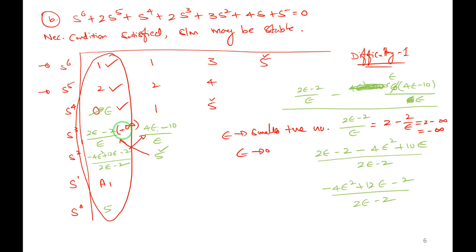Observe, this sign is negative here. Let me check for this one what I will be getting. Minus 4 epsilon square plus 12 epsilon minus 2. Let me substitute epsilon as 0. This is 0, this is 0, I am left with minus 2 in the numerator, and the denominator is minus 2. So minus 2 by minus 2 is 1. I am getting 1 here. I hope you are getting what I am doing. Substitute epsilon tending towards 0. Minus minus gets cancelled, so 1. So this entire a1.